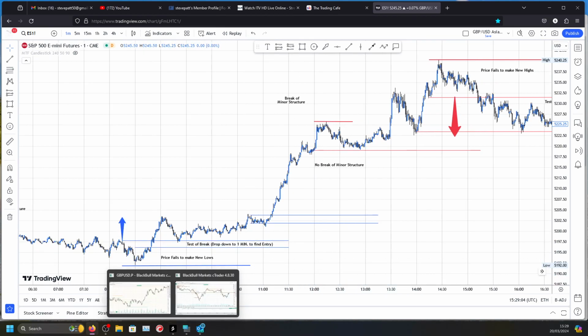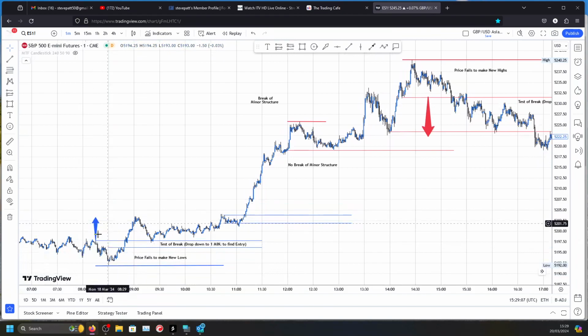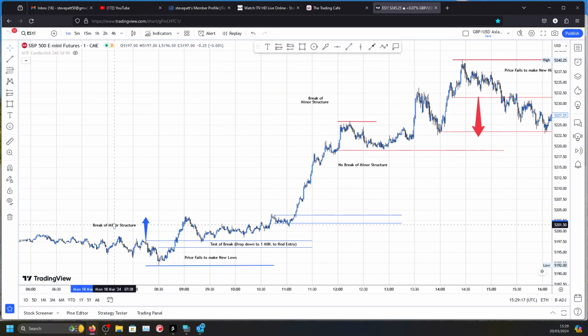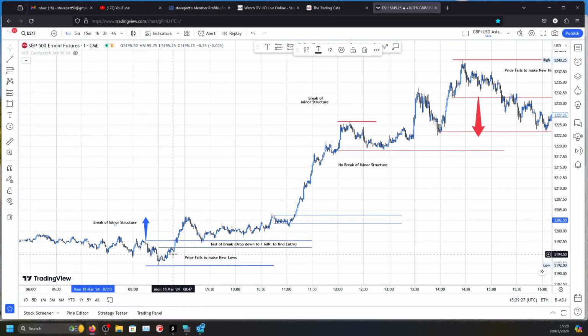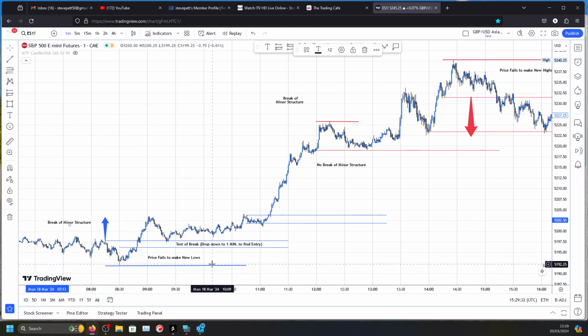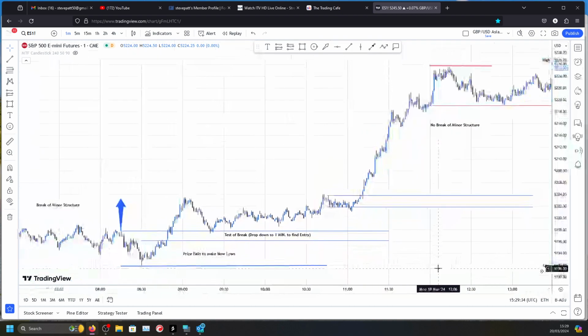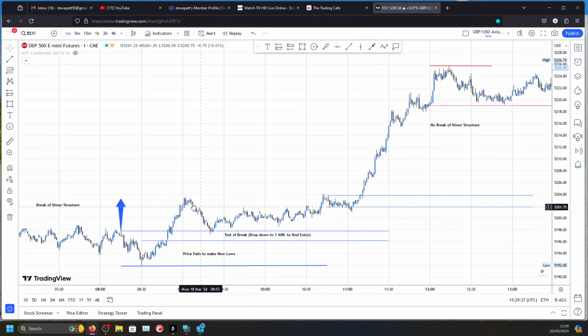So this is that first bullish reaction from the low that we saw at the bottom left. And here we can see price breaking structure, minor structure. This is what I want to see, a break of 15-minute minor structure, which is what we've got here. And then you see we've got price coming back and testing this breakout point here, and then price moves away.